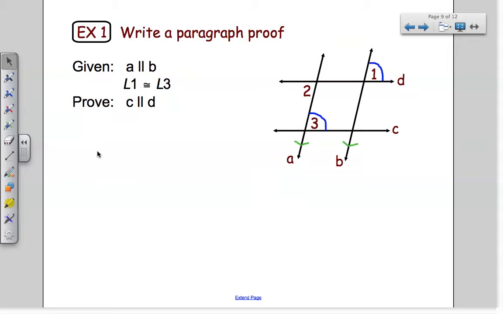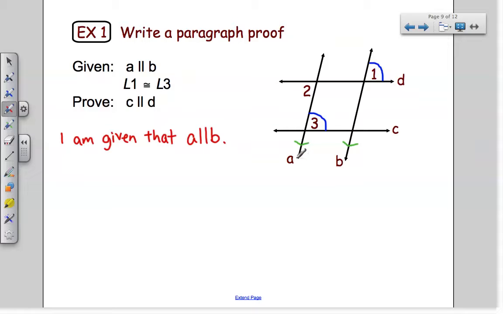I'm just going to start out by writing a little something. We always start with given. And I'm doing a paragraph proof, so I'm just writing. I'm going to start by saying I am given that, or we are given that, it wouldn't really matter, A is parallel to B. This would be equivalent to us saying statement A is parallel to B, reason given. I'm given that A is parallel to B.